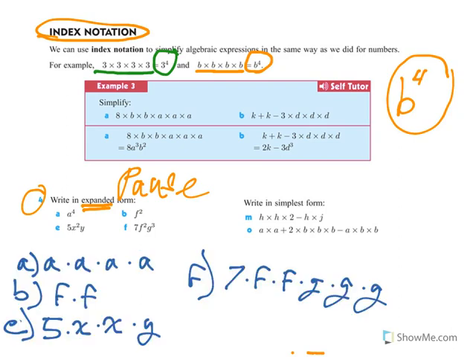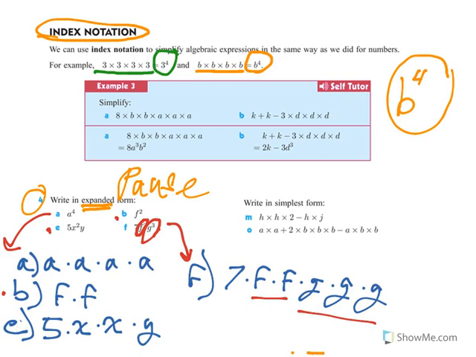Okay, these should have been your answers. A to the power of 4 is A times A times A times A. F to the power of 2 is F times F. 5x squared y is 5 times x times x times y. That's number E. And F, 7 f squared g cubed would be 7 times f times f times g times g times g. There are 2 f's and 3 g's.